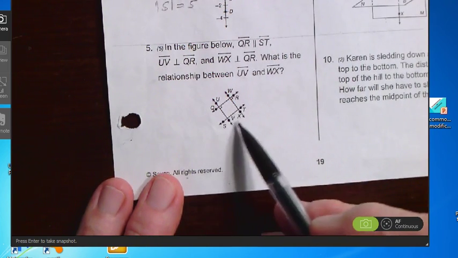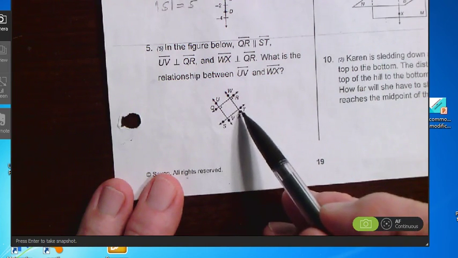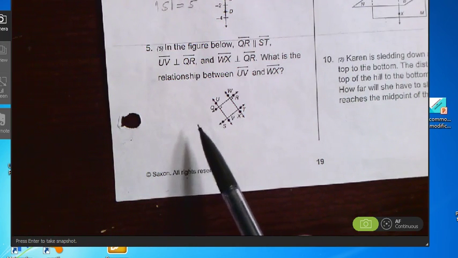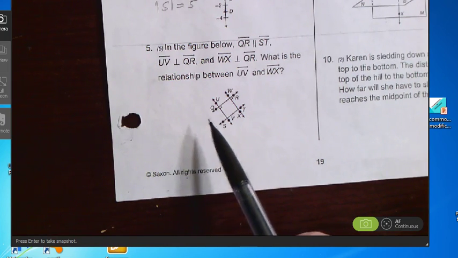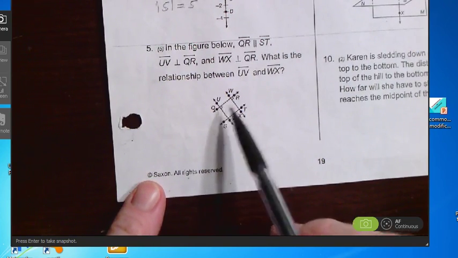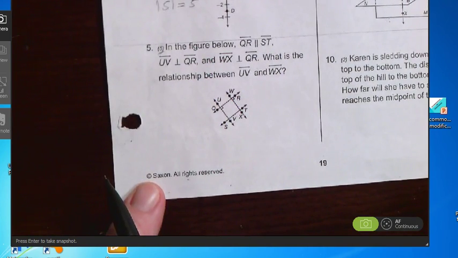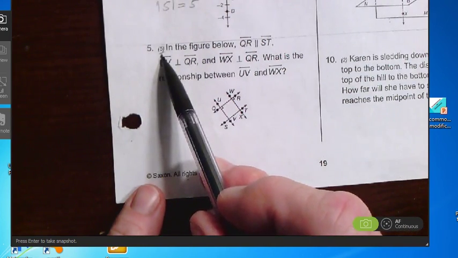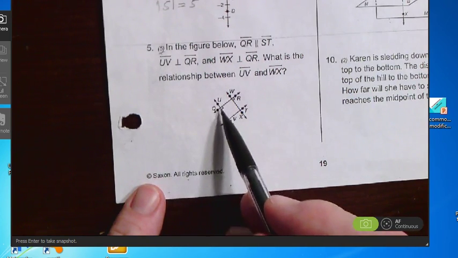All right, so UV and WX. We have the rule that if two lines are perpendicular to the same line, then they are parallel to each other. So if two lines are perpendicular to the same line, they're parallel to each other. If you go to lesson 5, you'll read, I believe it's either a postulate or a theorem, that relates that exactly. But what's the relationship with these two?